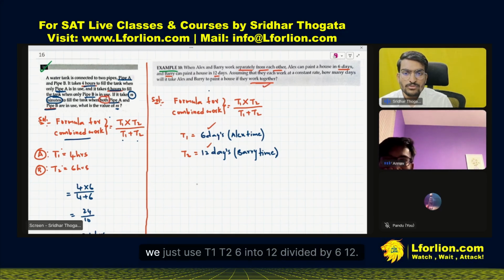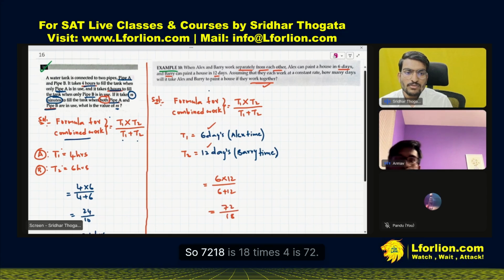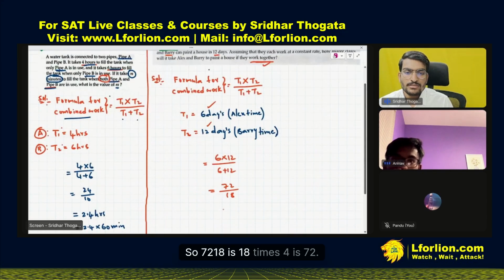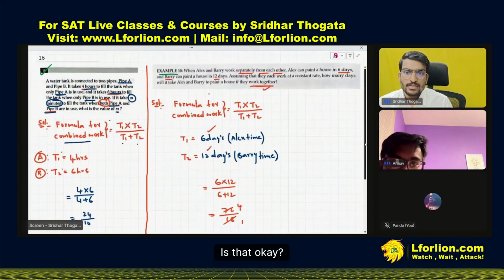Then what do we use? We just use T1 times T2 by T1 plus T2. 6 into 12 divided by 6 plus 12. That's going to be 72 divided by 18. 72 divided by 18, 18 times 4 is 72. So that is 4 days. Got it? Is that okay? Yeah. It is so simple.